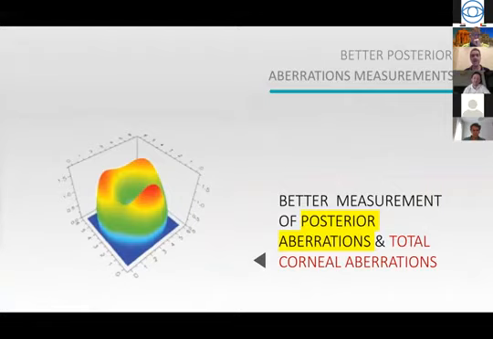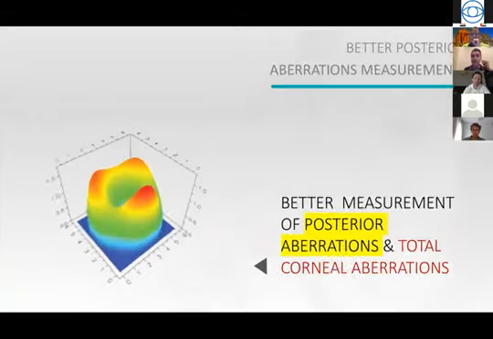And I'm going to do one last case discussion, talking about one thing that is often missed, and this is the posterior aberration measurements. We think about tomography, but we sometimes forget that we can measure the posterior curvature and from it deduce the total corneal aberration and the posterior corneal aberration. Now, why is that important? Again, I'm going to show this case, and that's going to be the last case.